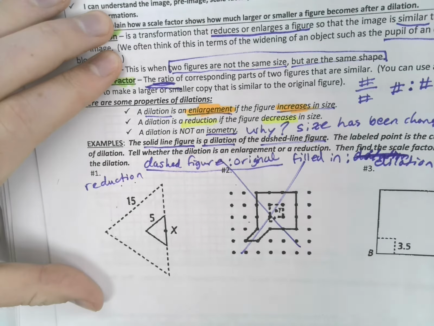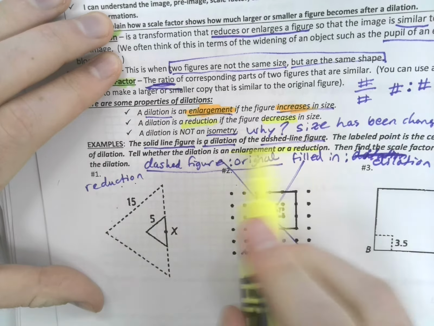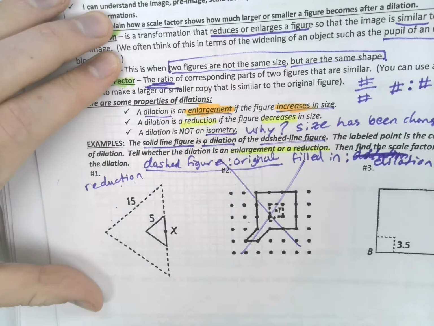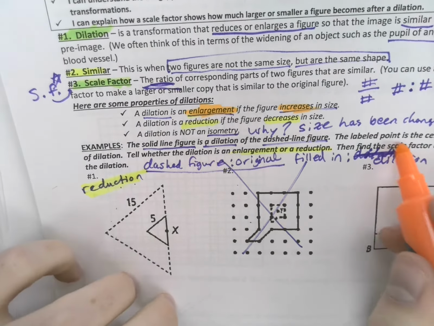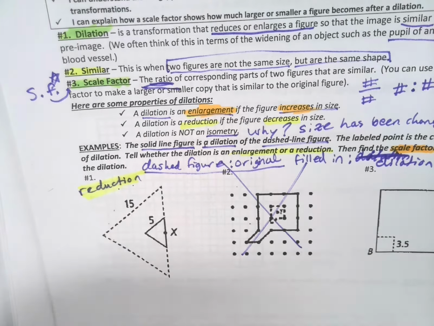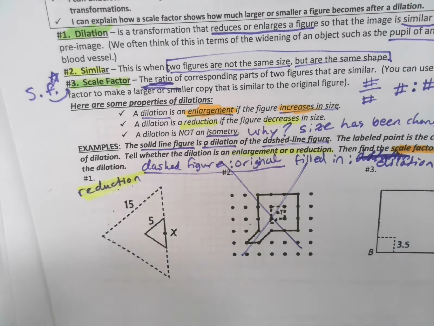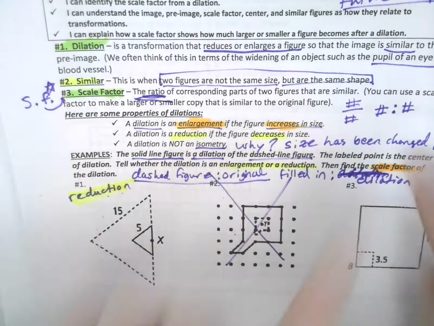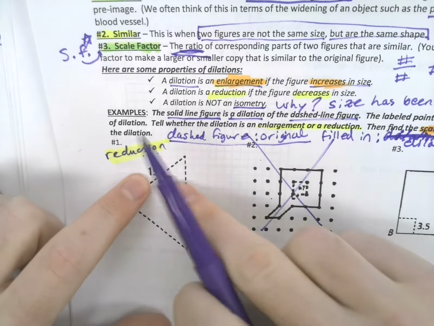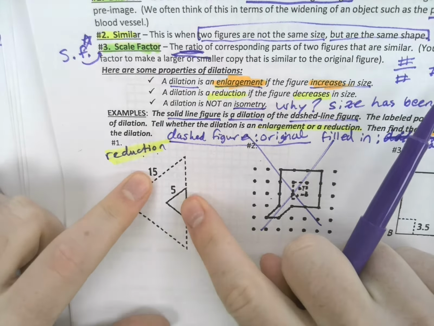So now that we know it's a reduction, we've told that here. Now we've got to tell what the scale factor is. So how much did it change by? And remember, scale factor is a ratio. It's going to involve two numbers. And in this case, it's going to involve the two sides or pieces of the triangle that we know.